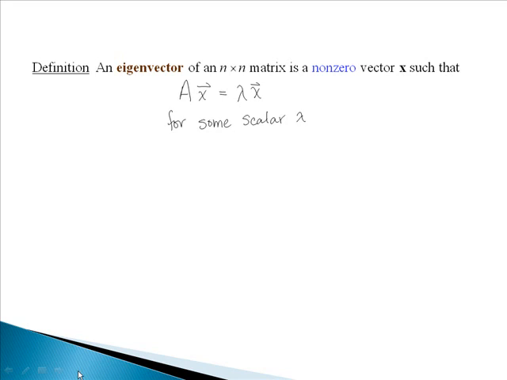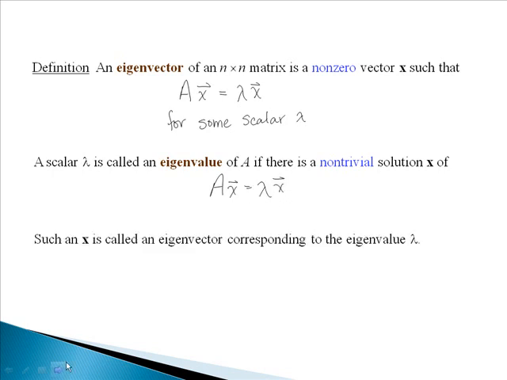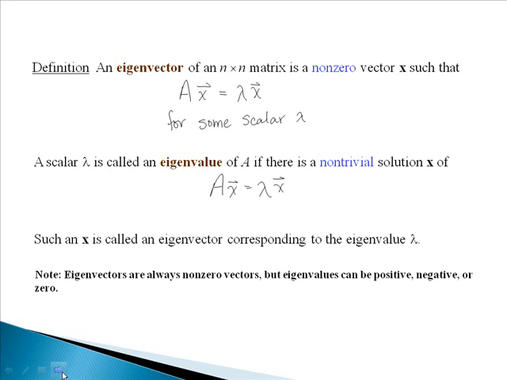So the eigenvector is the vector x, and our scalar lambda is called an eigenvalue of A if there is a non-trivial solution x of the equation A times x equals lambda times x. Such a vector x is called an eigenvector corresponding to the eigenvalue lambda. Take note that eigenvectors are always non-zero vectors, but eigenvalues can be positive, negative, or 0.